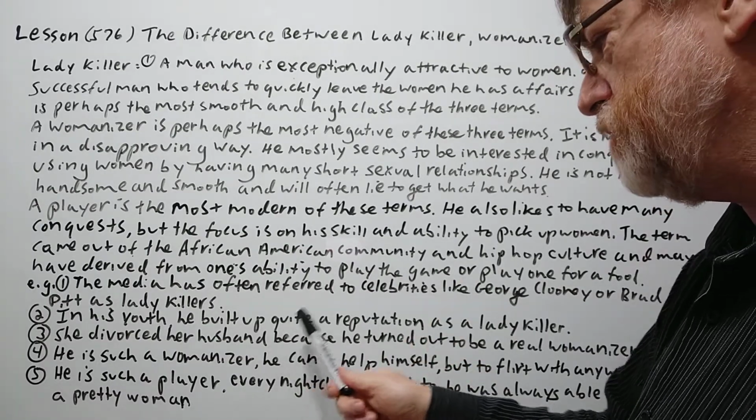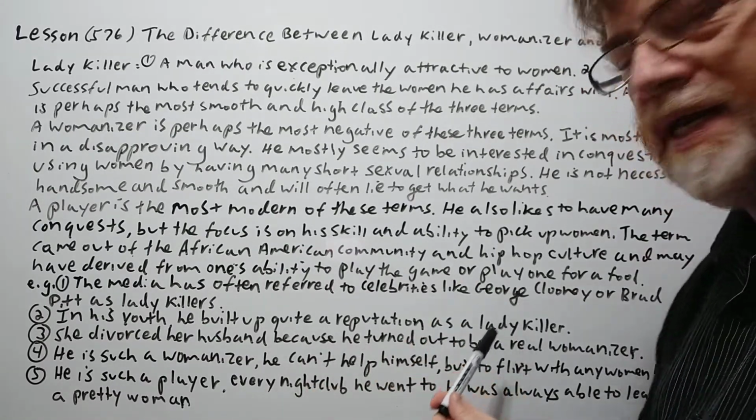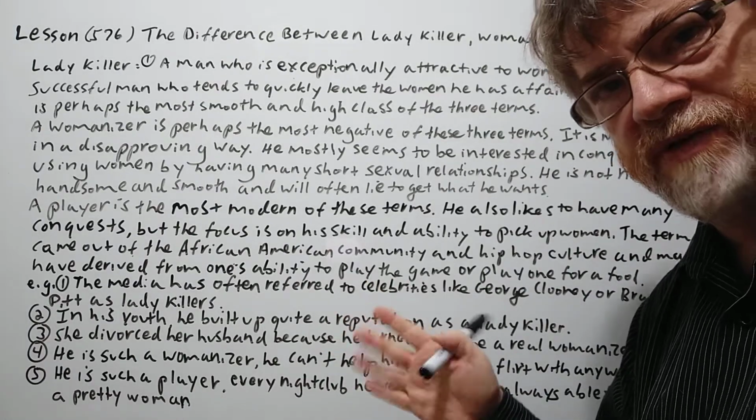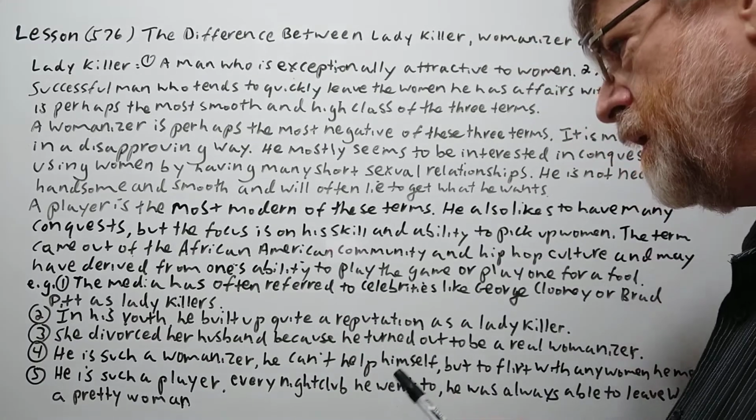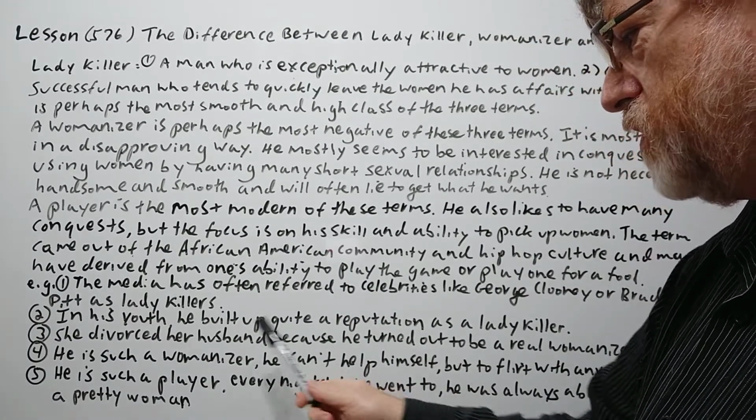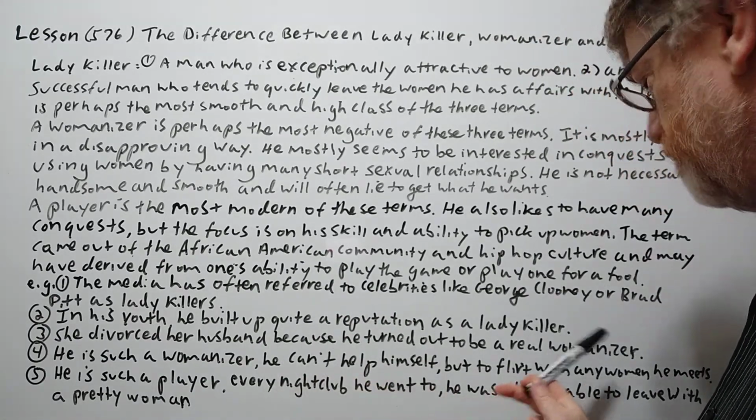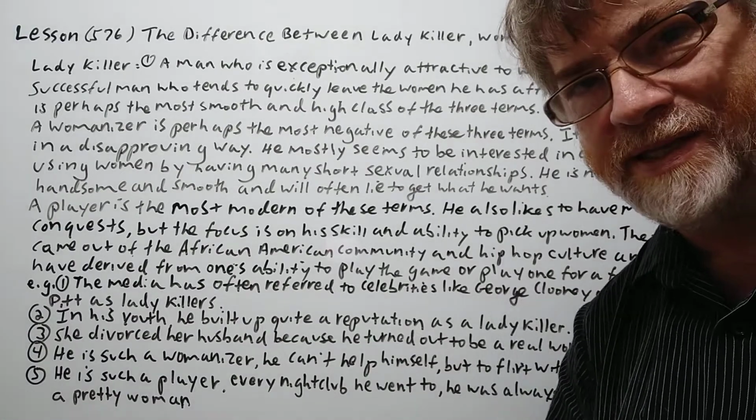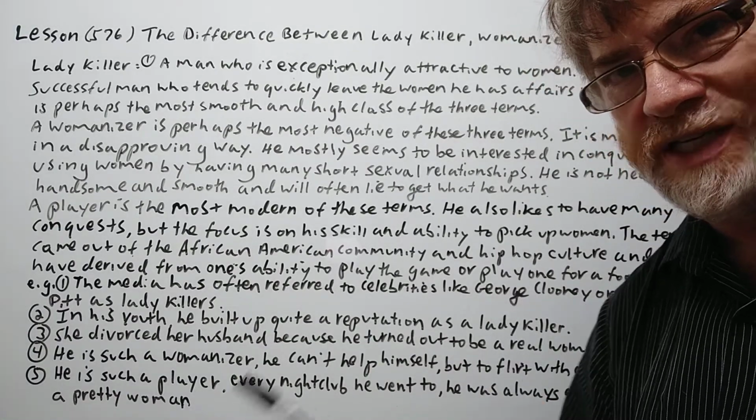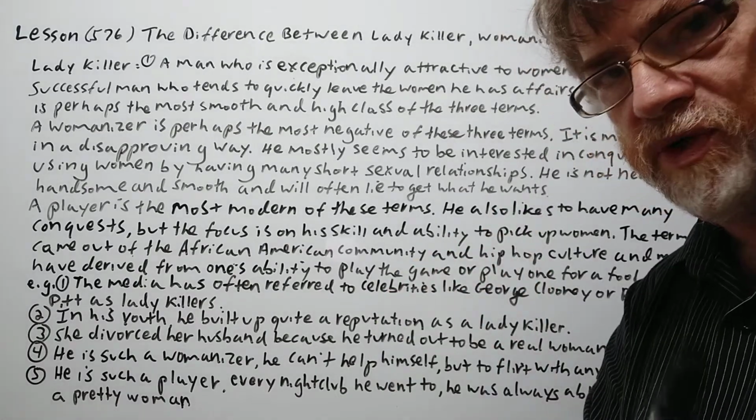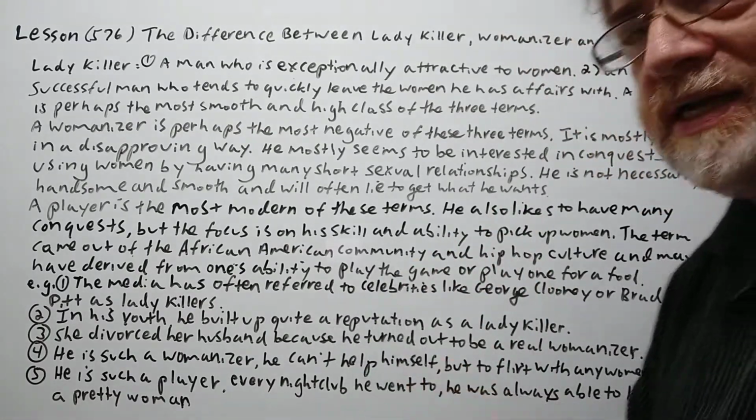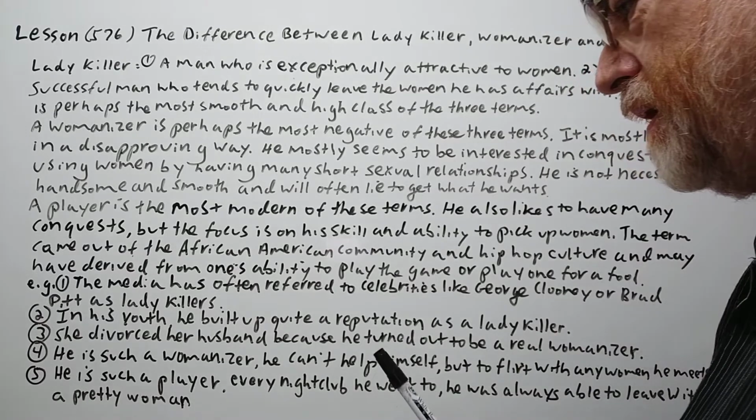Number two, in his youth, he built up quite a reputation as a lady killer. Well, that might be kind of suggestive of leaving the women pretty quickly. All right, number three, she divorced her husband because he turned out to be a real womanizer. Yeah, we might say this especially about husbands that cheat a lot and have a roving eye. They might be referred to as a womanizer, but doesn't have to be married, though.